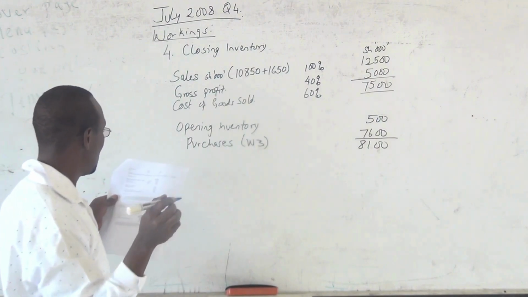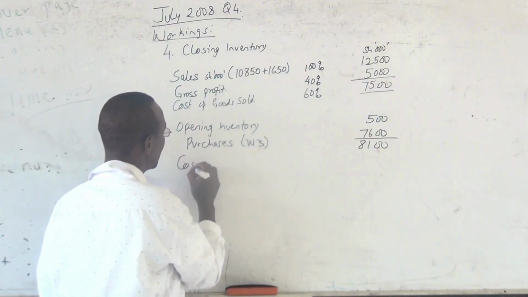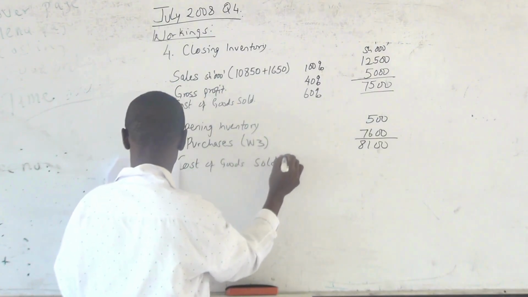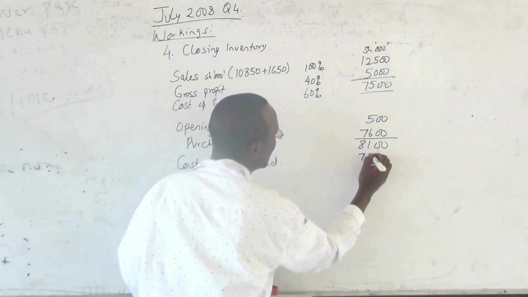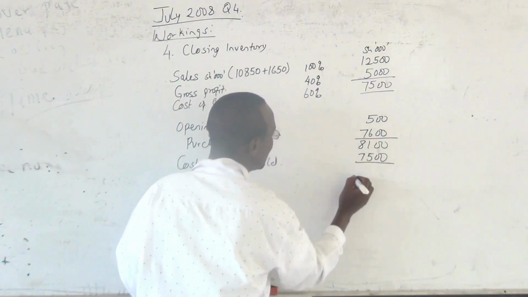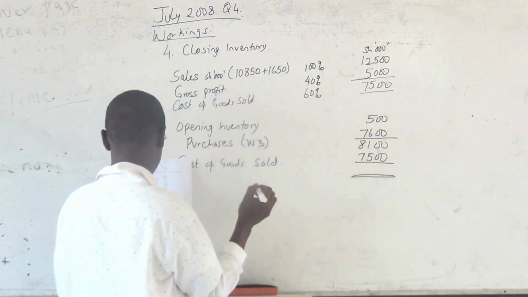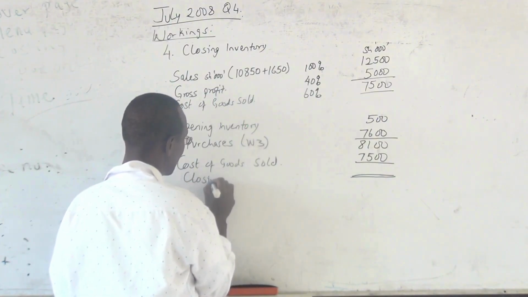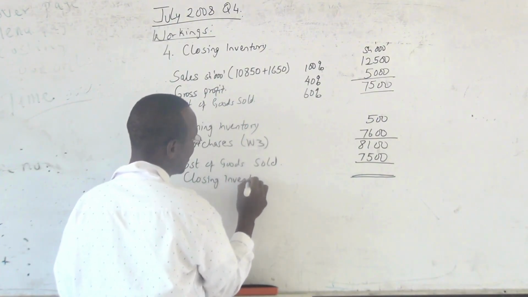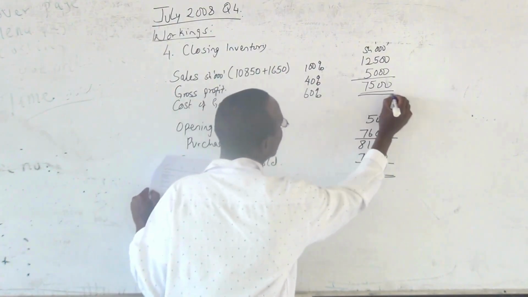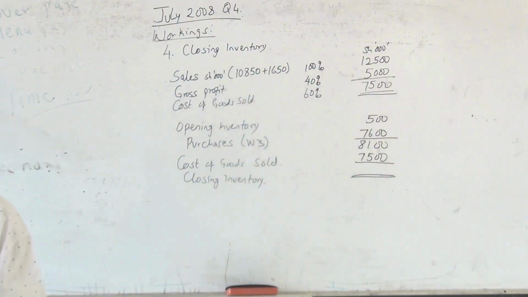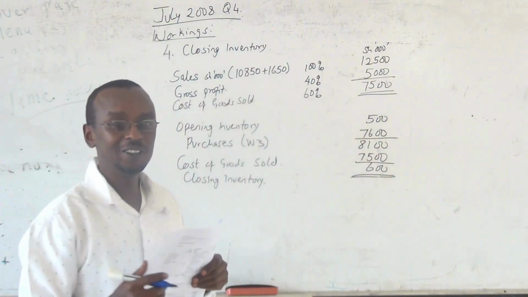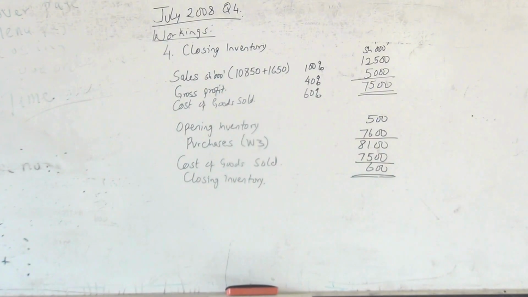Then this 81, you less what? Cost of goods sold, which is 7,500. So here, what do you get? It is the closing inventory. You have now got our closing inventory here. Okay? That is our working number 4.